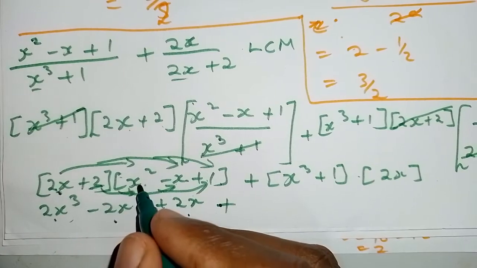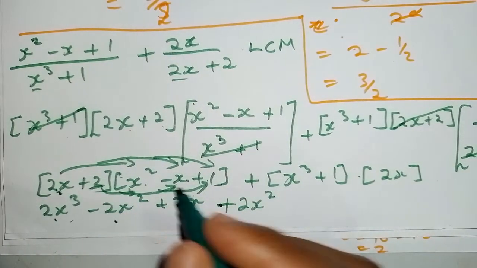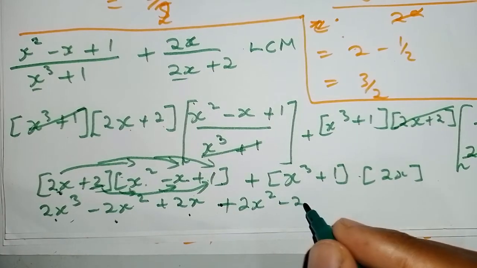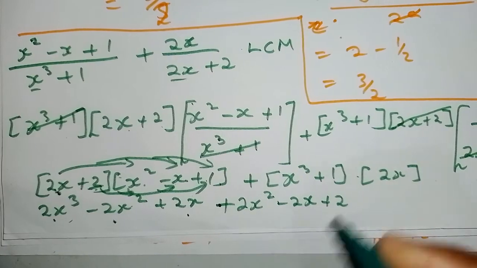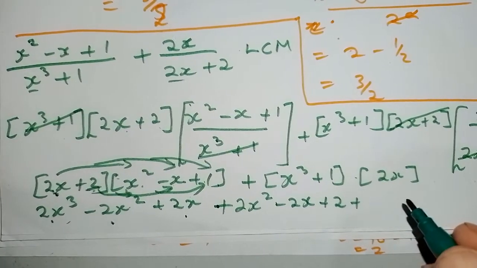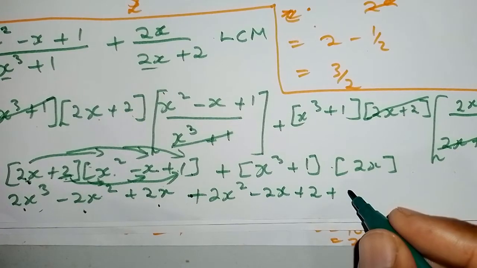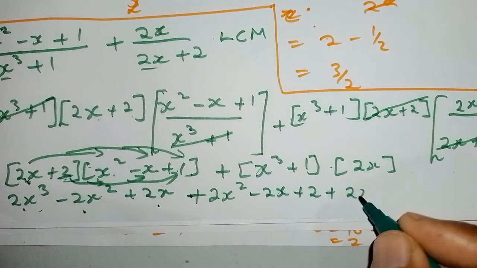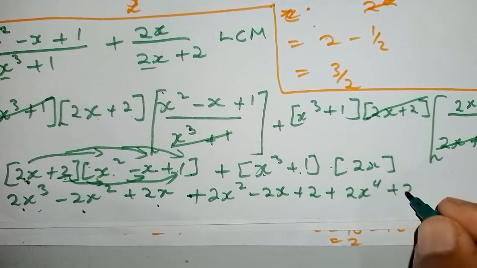Now, plus 2 multiplied by x squared is going to give us 2x squared. 2 multiplied by negative x is going to give me minus 2x. 2 multiplied by 1 is going to give me plus 2. Right? Then, plus, okay, x cubed multiplied by x squared is going to be 2x to the power 4. This, okay, this and that's plus 2x.